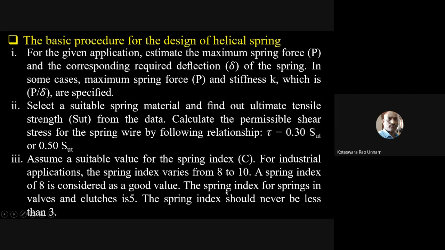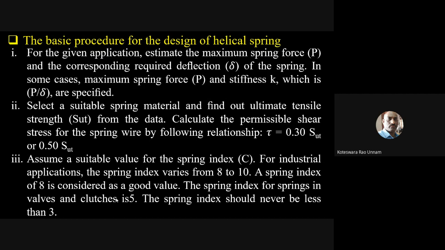Once you have a spring index value, based on that you can calculate whatever you require, small d or capital D. The spring index for springs in valves and clutches is 5. In the case of valves and clutches, they are subjected to fluctuating loads. In that case, the spring index is taken as 5. But the spring index should never be less than 3. We already discussed this. You cannot take a spring index which is less than 3. Always, in practical applications, it is between 6 and 12, like I already said.